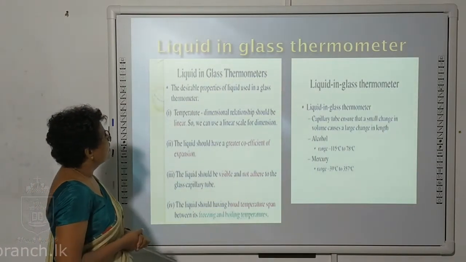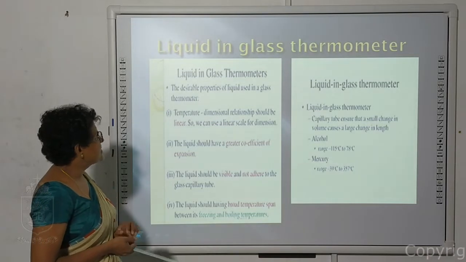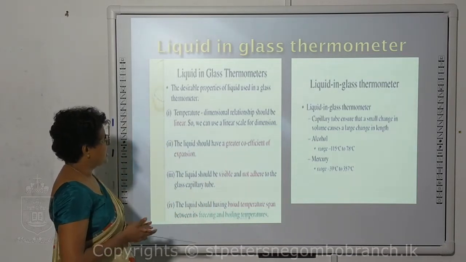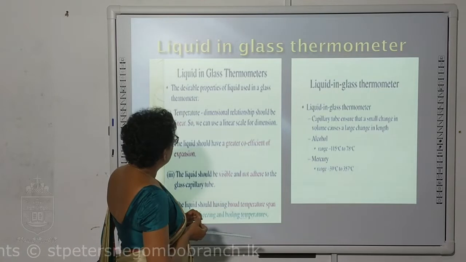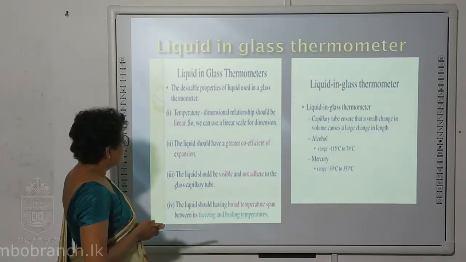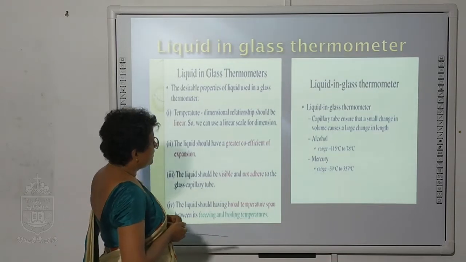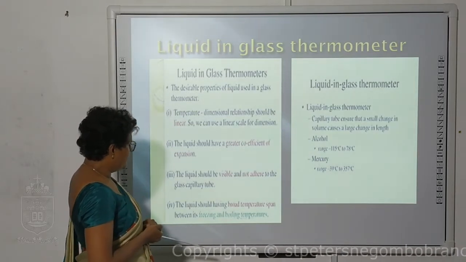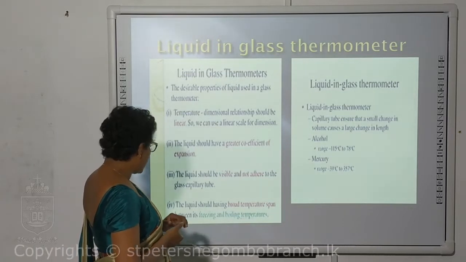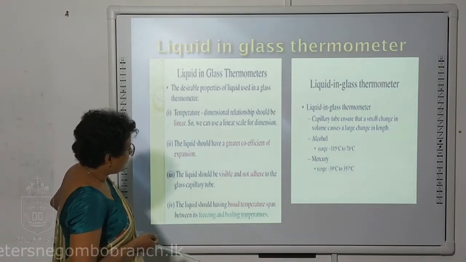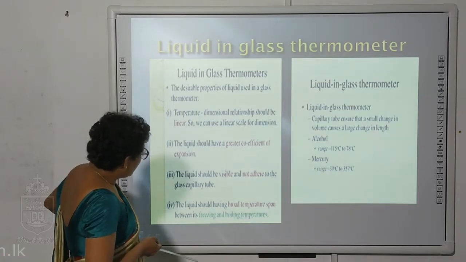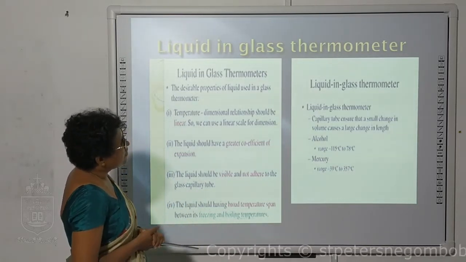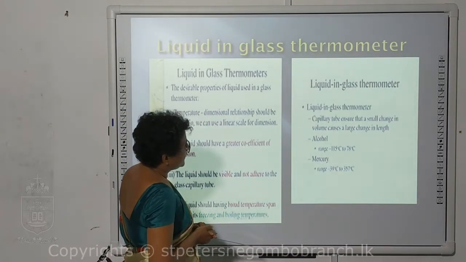Liquid in glass thermometers: when you are using a liquid, that liquid must have certain properties. The desirable properties of the liquid used in thermometers are: the temperature and dimensional relationship should be linear, so we can use a linear scale, right? The liquid should have a greater coefficient of expansion. The liquid should be visible and not adhere to the glass capillary tube. The liquid should have a broad expansion span, including the zero point and boiling point. And also that liquid should be suited to a capillary tube.